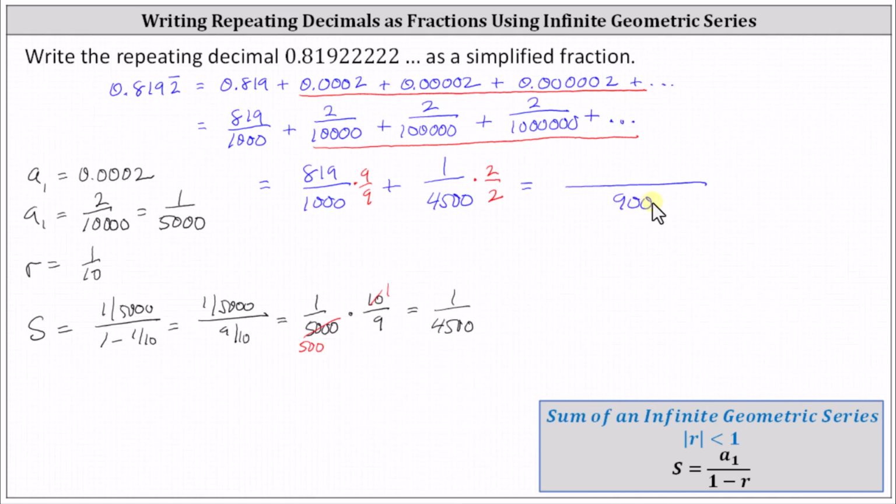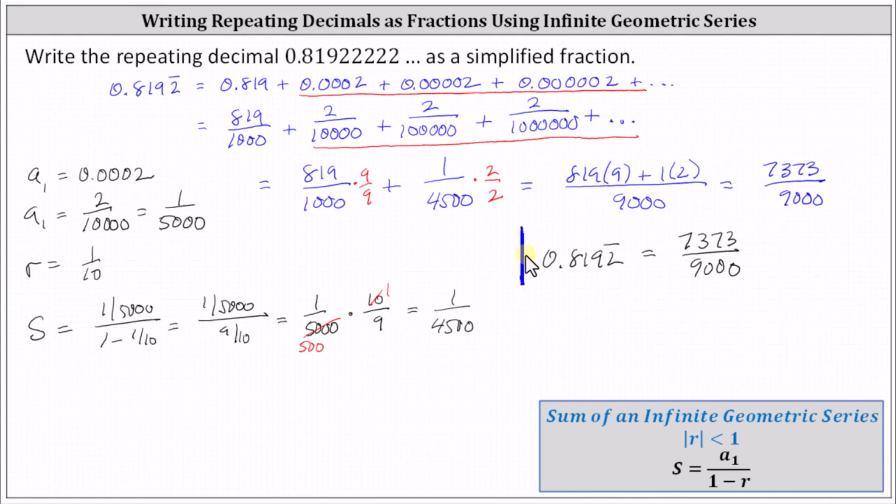And the numerator is 819 times 9 plus 1 times 2, which gives us 7,373 divided by 9,000. And this does not simplify, and now we know the given repeating decimal of 0.8192 with the 2 repeating is equal to 7,373 9,000ths.